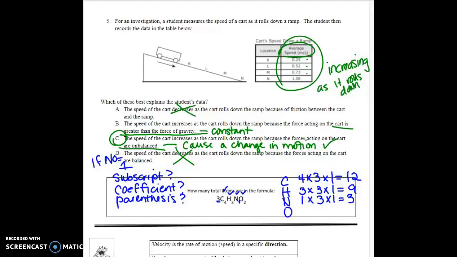In oxygen, is there a subscript? Yes, that's 2. Coefficient, 3, not part of parentheses, so 1. Total of 6. So total atoms in this formula are going to be 9, that's 21, 22, 23, 24, plus 6, that'll be a total of 30 atoms.